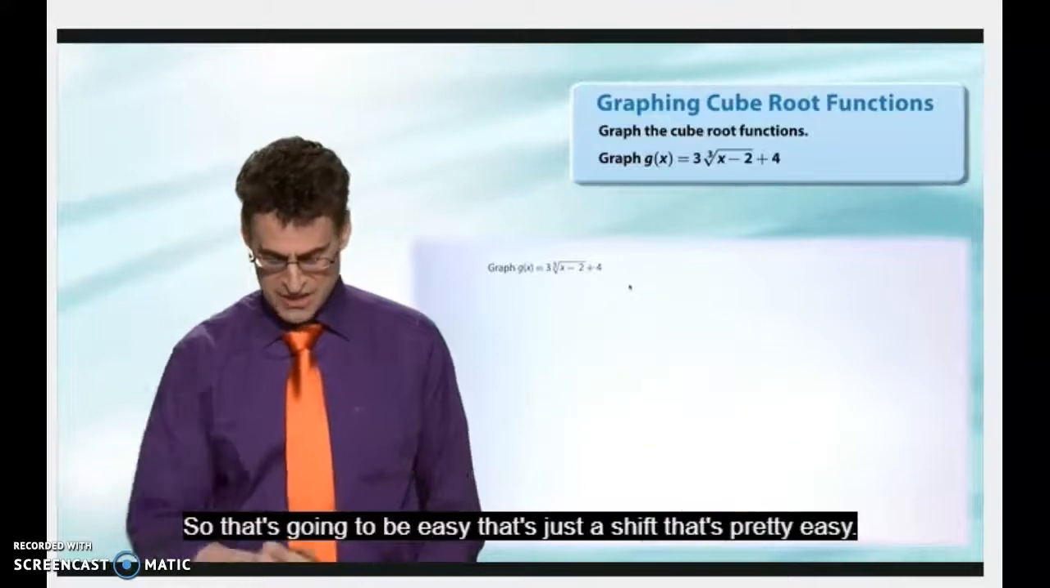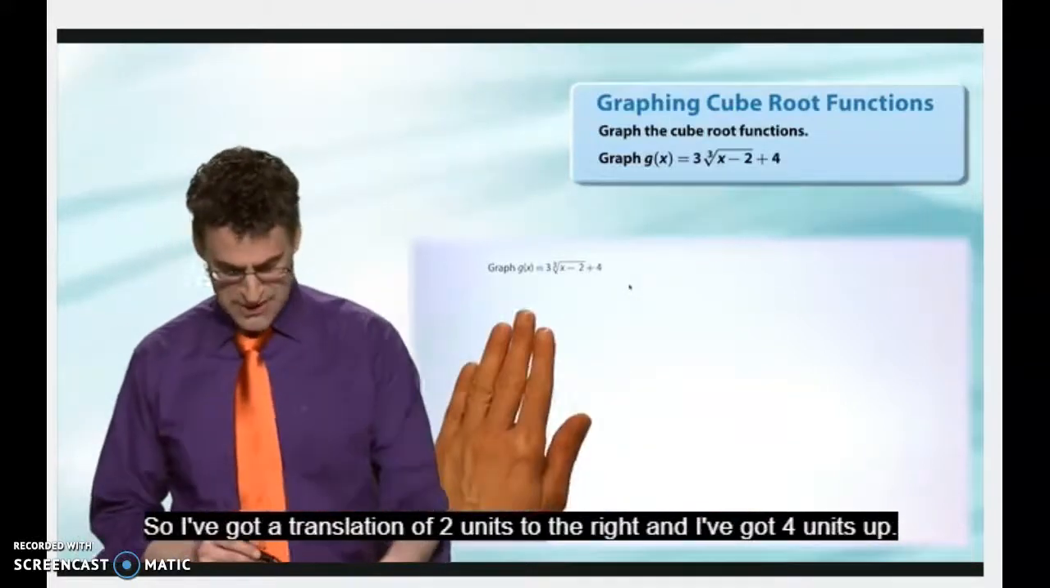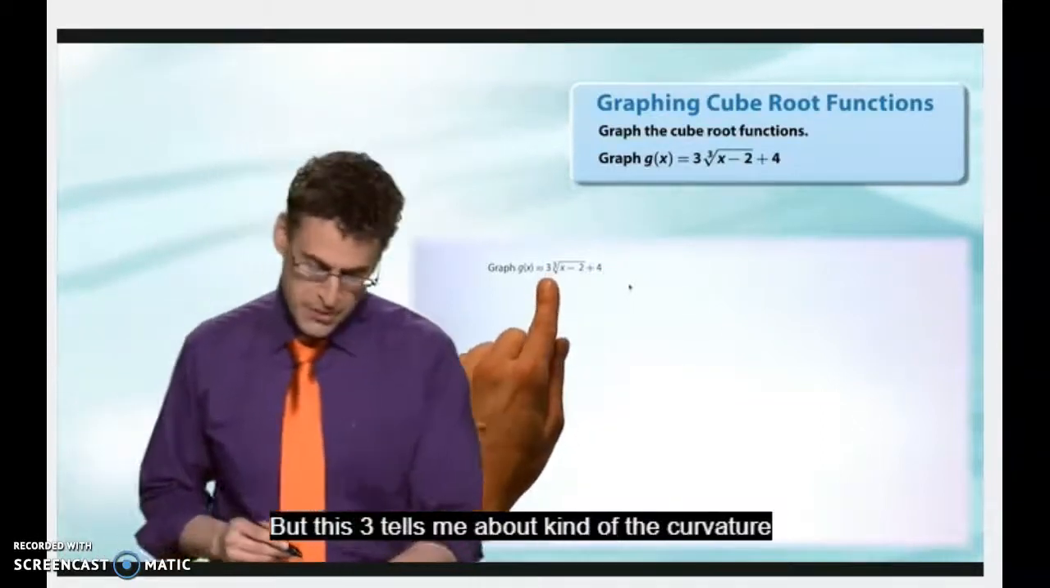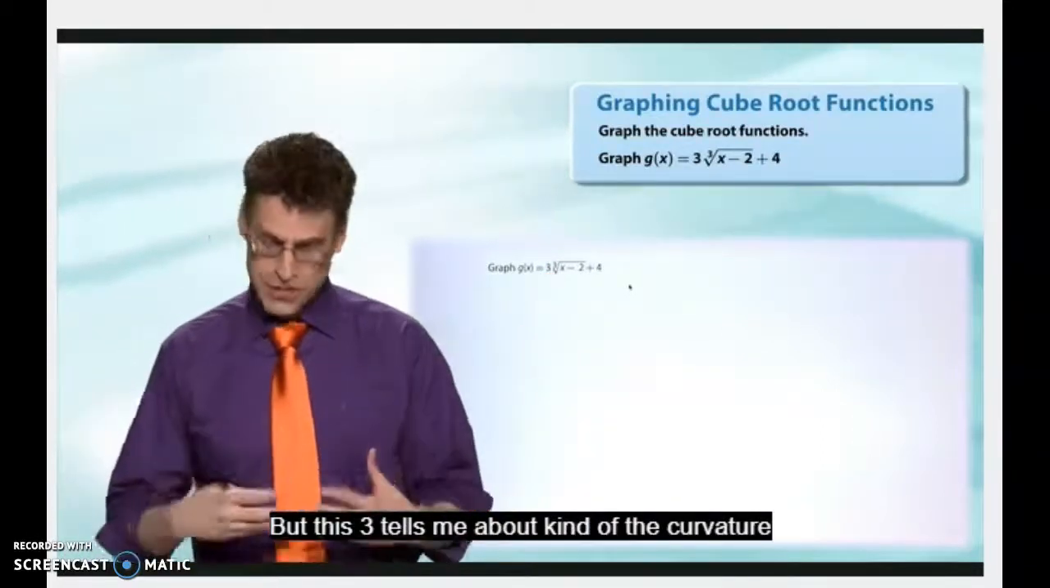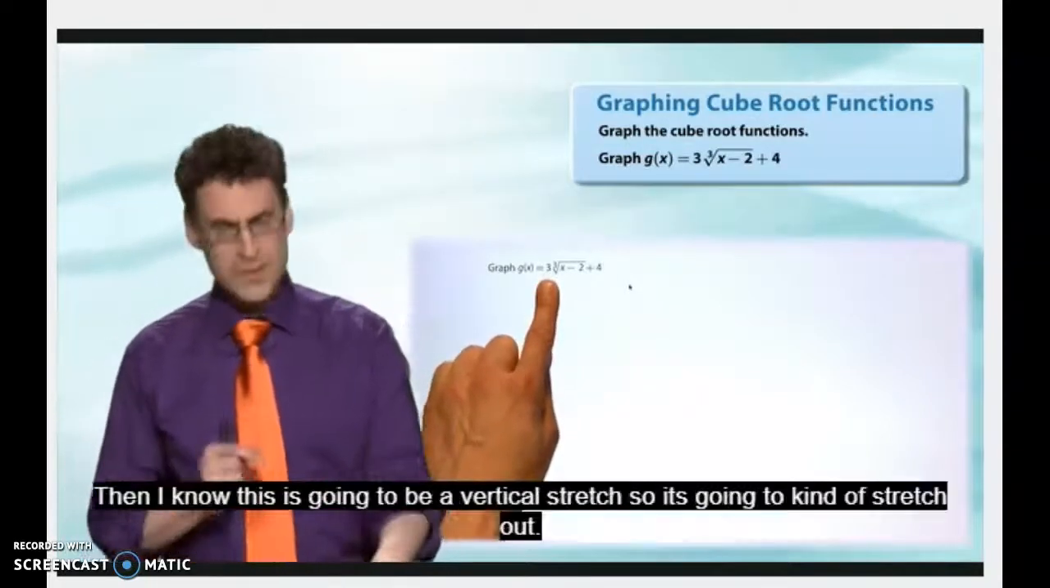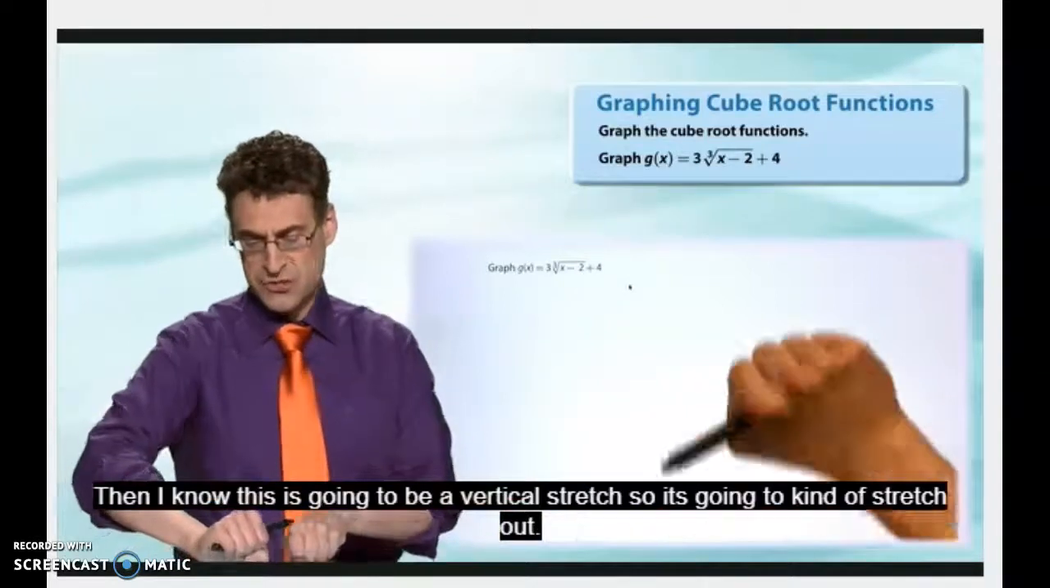So that's going to be easy. That's just a shift. So I've got a translation of 2 units to the right, and I've got 4 units up. But this 3 tells me about the curvature. And since the 3 is a positive number, and it's bigger than 1, then I know this is going to be a vertical stretch. So it's going to stretch out.